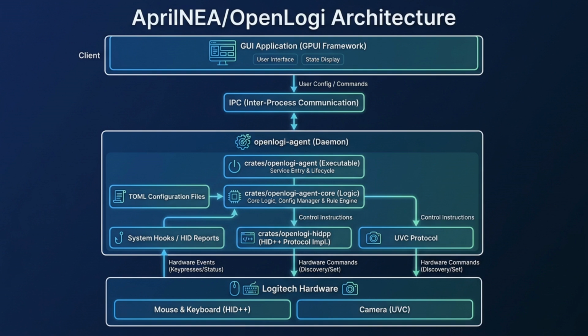Under the hood, OpenLogi runs on a client-server design. A background daemon called OpenLogi Agent acts as the server, handling every piece of direct hardware communication through Logitech's HID++ and UVC protocols, the low-level languages devices use to report battery levels, button presses, and camera settings. The graphical interface is a separate client built with a GPU-accelerated framework called GPUI that talks to the agent over inter-process communication, or IPC. This separation matters practically. Your remapped keys keep working even if you close the app window, because the daemon runs independently in the background.